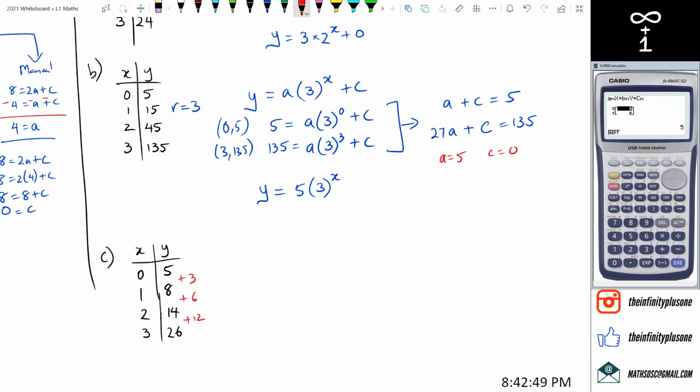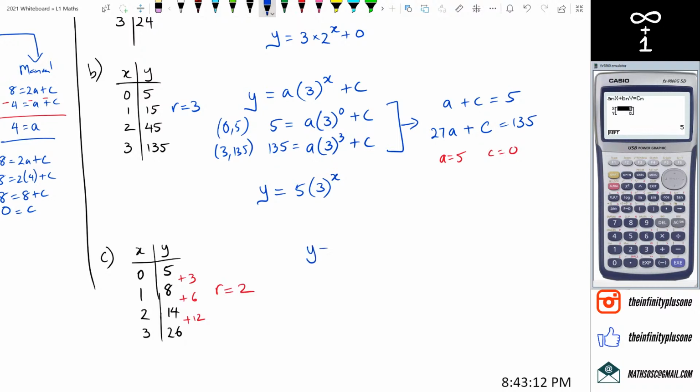So if you didn't get the R value, sometimes a good idea is to have a look at the difference between the Y values. When you look at the difference between the Y values, you've got 3, 6, 12, which is basically telling you that the difference is actually doubling. Because it's doubling, we can say that R is equal to 2. And because R is equal to 2, then it's just pretty much bread and butter for us.